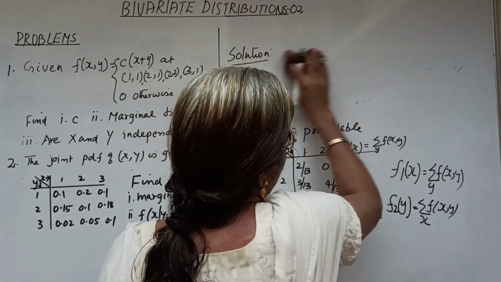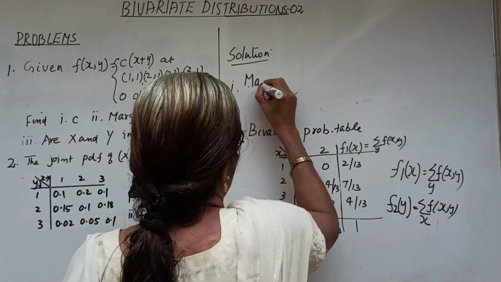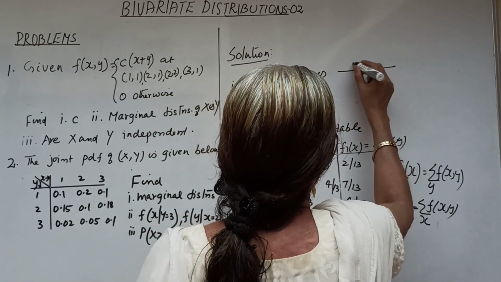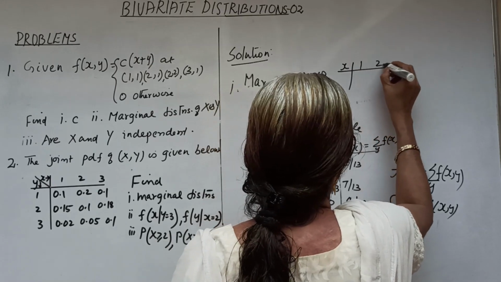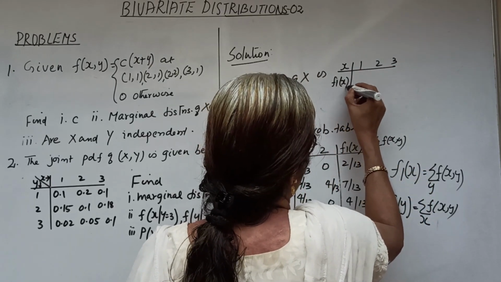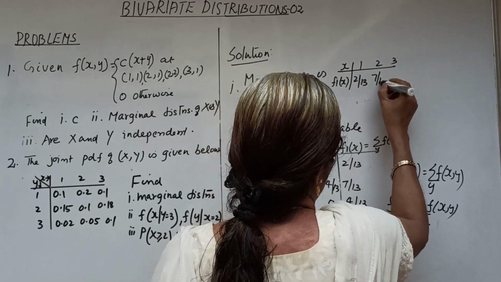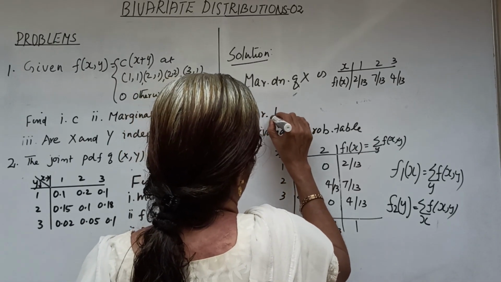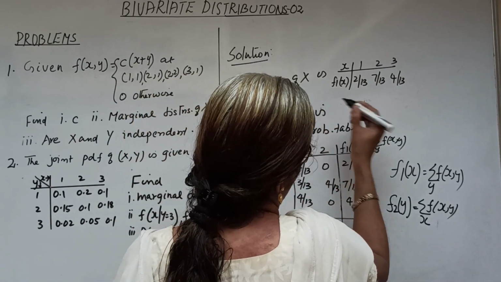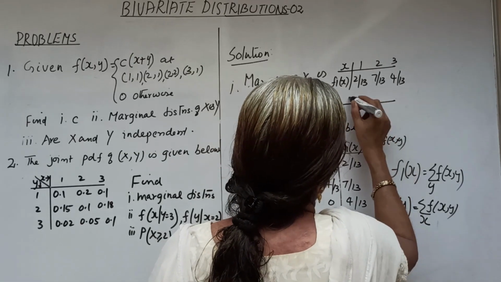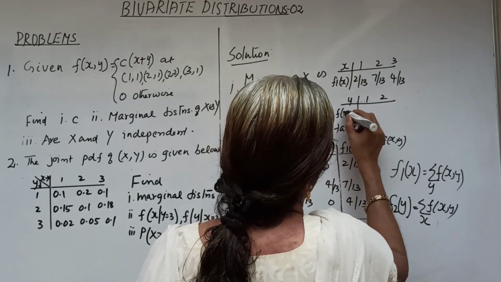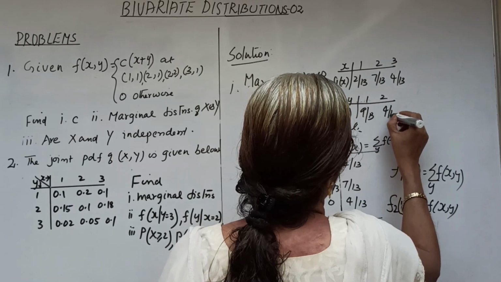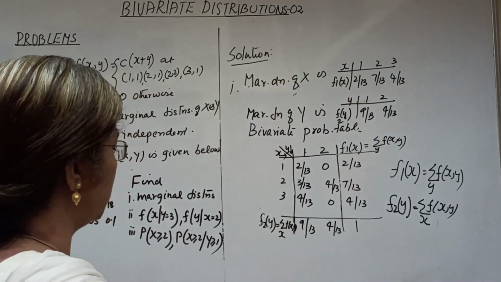Let me write the marginal distribution of x as: x, the values of x are 1, 2, 3 and f1(x) equal to 2 by 13, 7 by 13 and 4 by 13. Similarly, the marginal distribution of y is: y takes the values 1 and 2, and f2(y) equal to 9 by 13 and 4 by 13. Okay, so the first part is over.